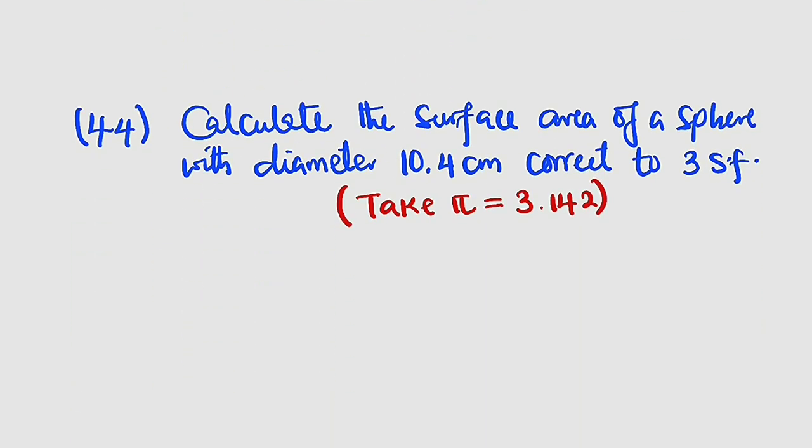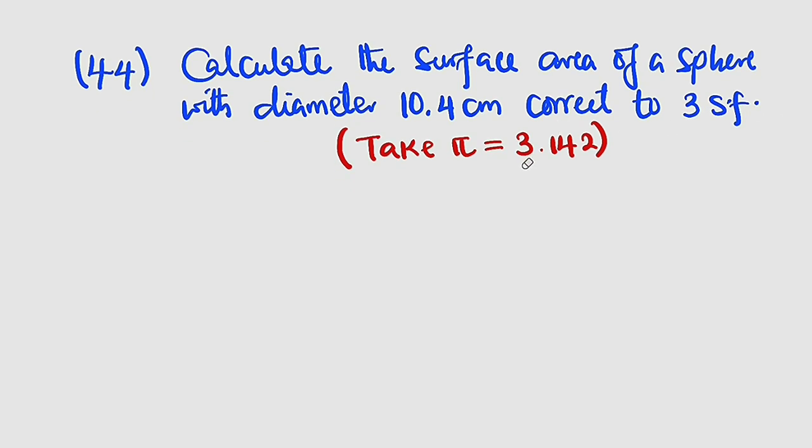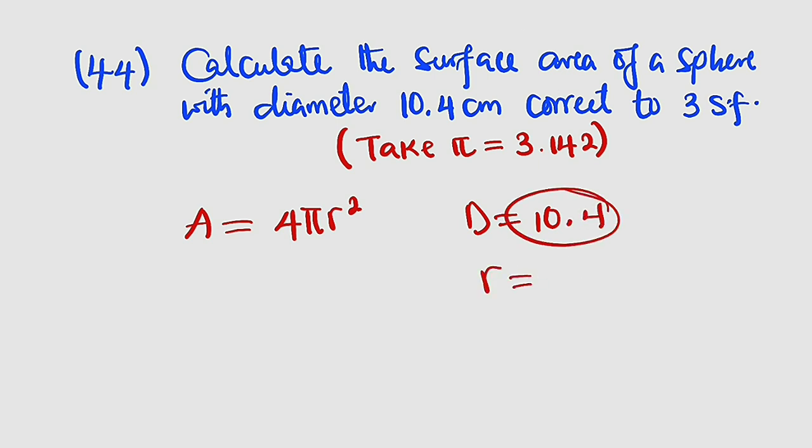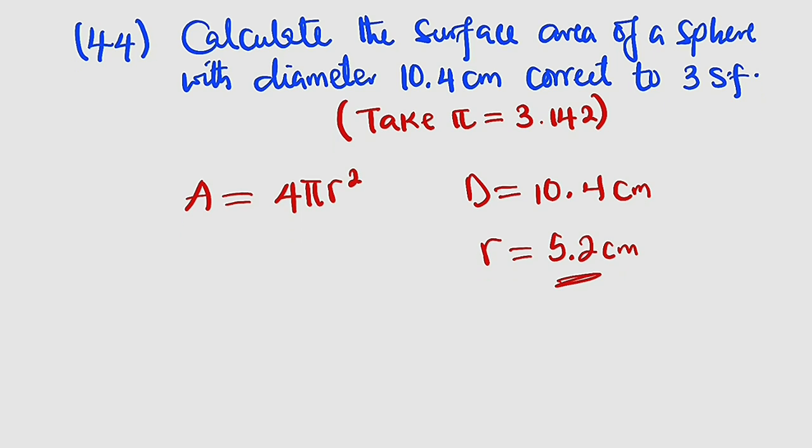Question number 44, we're asked to calculate the surface area of a sphere with diameter of 10.4 cm, correct to 3 significant figures. We're asked to take pi as 3.142. Alright, the formula is always very important. The area of a sphere is given as 4 pi r squared. Remember that the diameter is given as 10.4. Therefore, the radius will be half of this, which is 5.2 cm. So we are going to use 5.2 as our radius.